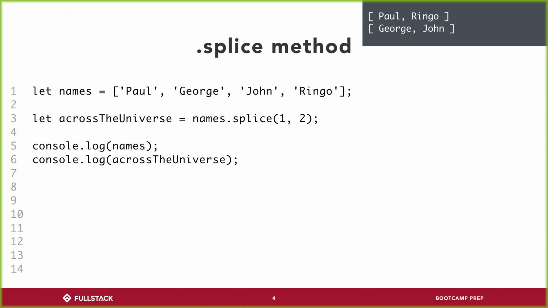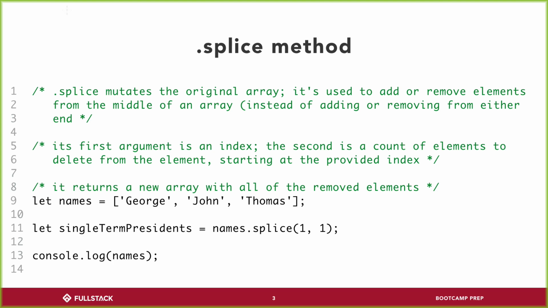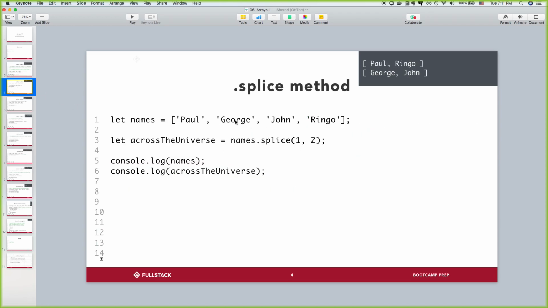I think this is backwards actually, because Paul and Ringo. Oh no, it's right, it's right. So it starts at 1, and it gets rid of 2. Yeah, this might be wrong. But anywho, let's try it out. Because I think if it starts here and then it removes 2, names should be Paul and George, and across the universe should be John and Ringo. But yeah, we can try it.